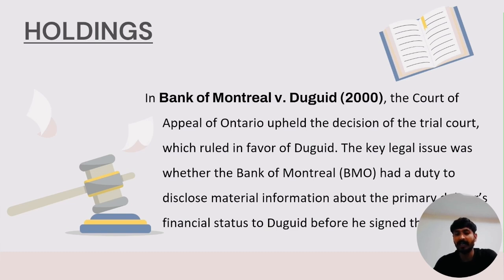So the key legal issue was whether the Bank of Montreal had a duty to disclose material information about the primary debtor's financial status to Dugid before he signed the agreement. So that's all about my part.